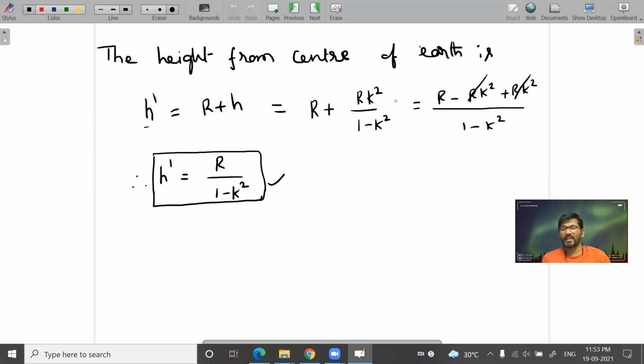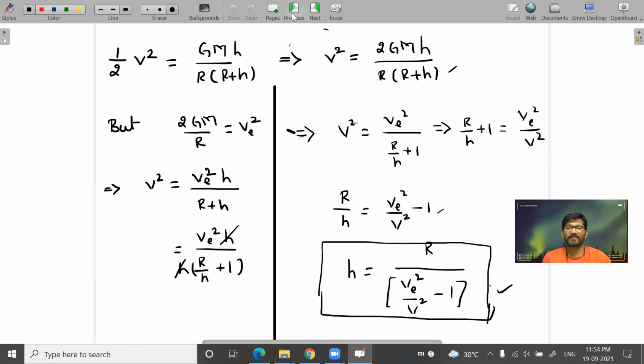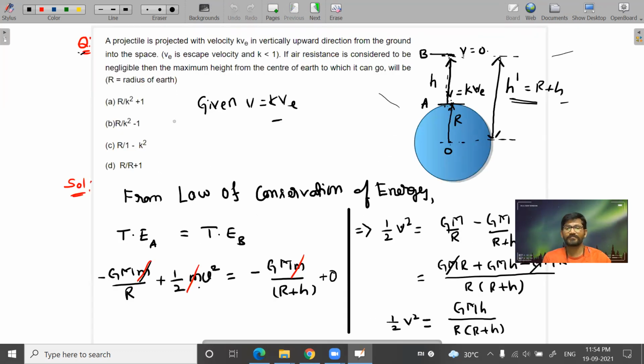Where R plus H is this, and simplifying further by cross multiplying, R into 1 is R, minus R into K square is minus R K square, so R minus R K square plus R K square divided by 1 minus K square. Cancelling this, we'll get R by this. H dash is equal to R by 1 minus K square. This is the answer for our question. So which option is right? Option C is the right one.